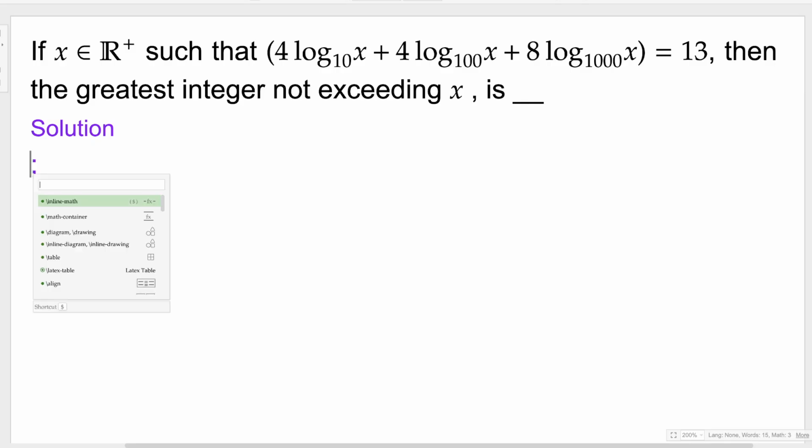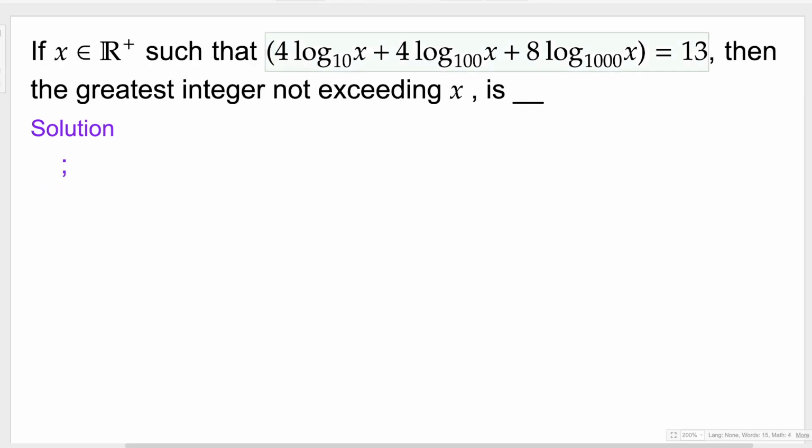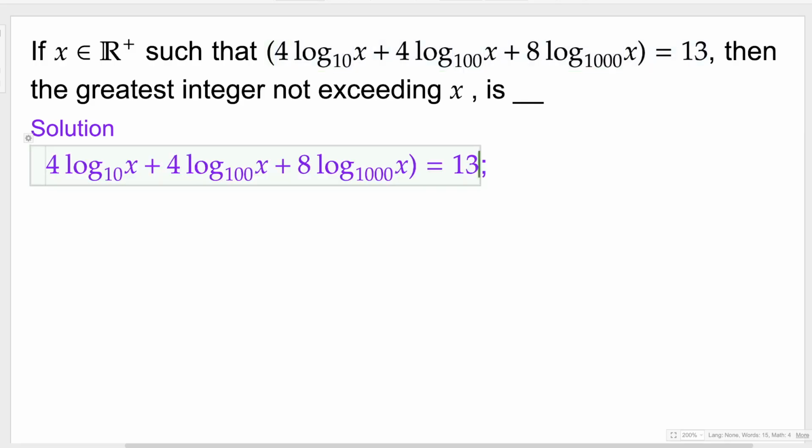Now, first of all, we'll jot down this given equation. So I'll just copy this equation and put it over here, right? So this is equal to 13. So this is my equation, that is 4 log x base 10, then 4 times log x base 100, and then 8 times log x base 1000. Now going to the next step.